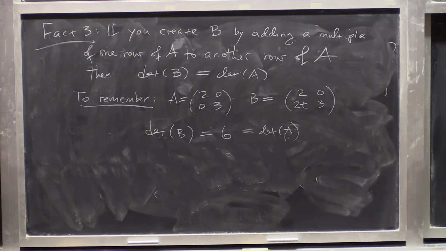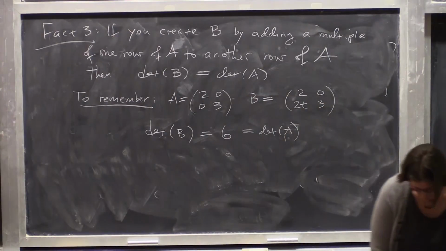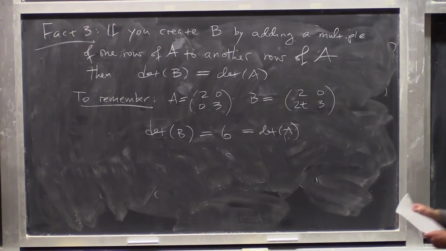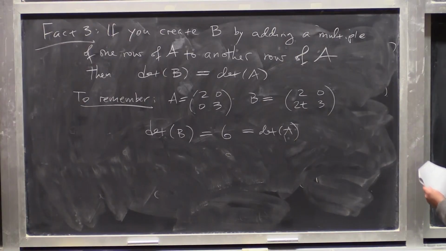We will get to how to prove these facts by the end of class. But right now, we just want to use them. So let's go back to our example, that one. Let's do it slowly. So we had A, which was 2, 2, 4, 3, 6, 6, 1, 2, 1.